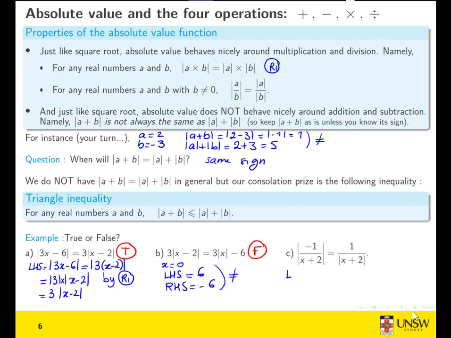So what about the last one? Again, let's try to see how we could go from the left-hand side to the right-hand side. The left-hand side is the absolute value of a quotient. Our rule number 2 tells us that the absolute value of a quotient is the quotient of the absolute values, so we can break it where the absolute value of -1 is over the absolute value of x plus 2. And from there we clearly have the right-hand side because the absolute value of -1 is equal to 1. We got the right-hand side, and that means that this is true.